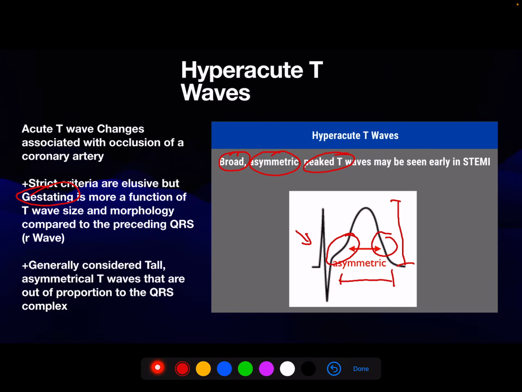There are other things that can cause widened, broad, peaked T waves, but the morphology of those things can be different. Think of something like hyperkalemia, which tends to produce more of a tented, peaked T wave, something that looks like that. So the morphology is actually very important. But this is morphologically what we see with hyperacute T waves.